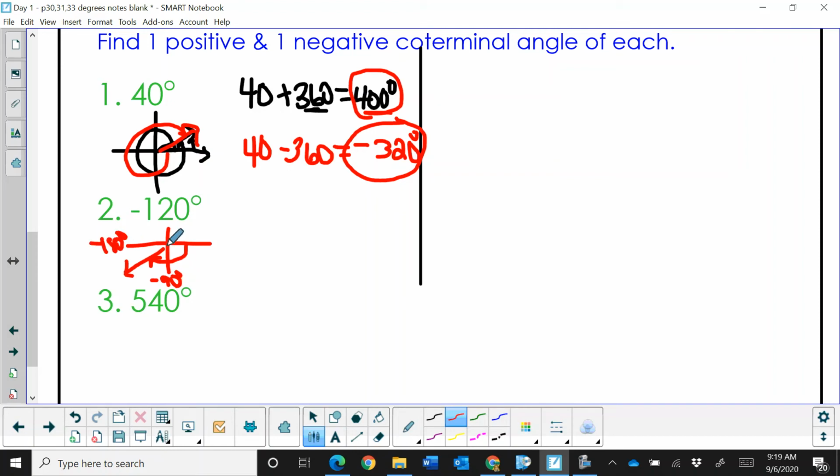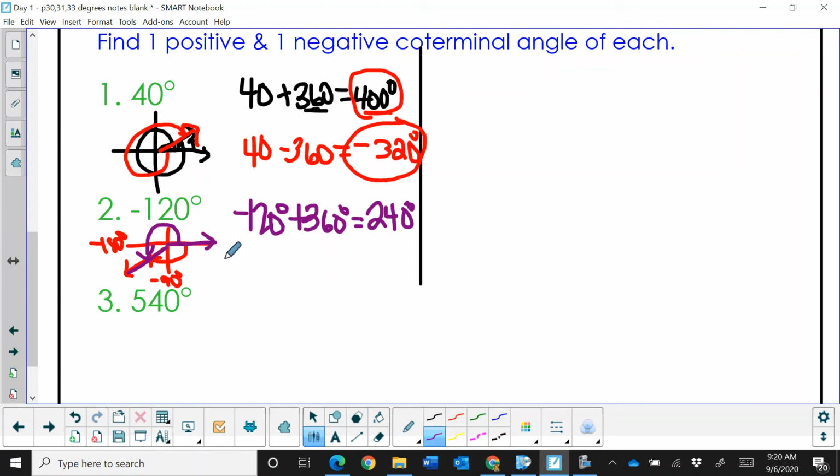Now, to get to this position from the positive x-axis a different way, I can take negative 120 and add to it 360. That will give me a positive coterminal angle of 240 degrees. And that makes sense because if I went the positive direction, that's 180 plus 60 more, and I would end in the same position with the same initial side and same terminal side.